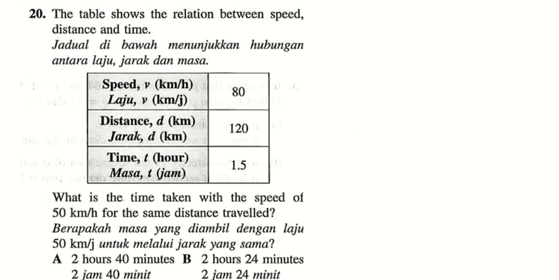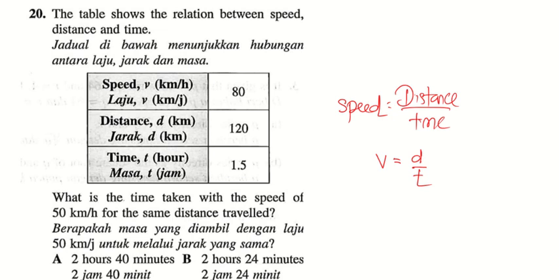The table shows the relation between speed, distance, time. Okay. What is the time taken with the speed of 50 for the same distance travelled? Speed, distance, time. So speed equals distance over time, so this one we have learned before, right? Speed is v, distance is d, time is t. So let's check and see. Speed is 80, distance is 120, time is 1.5.